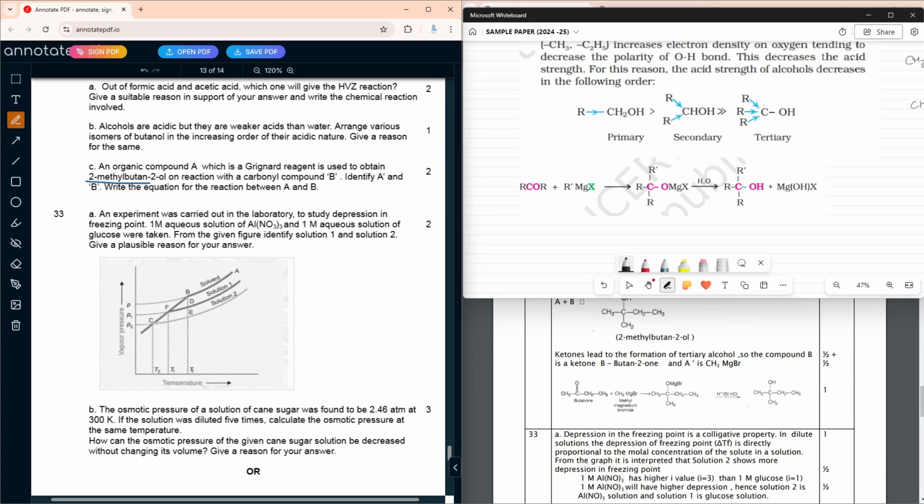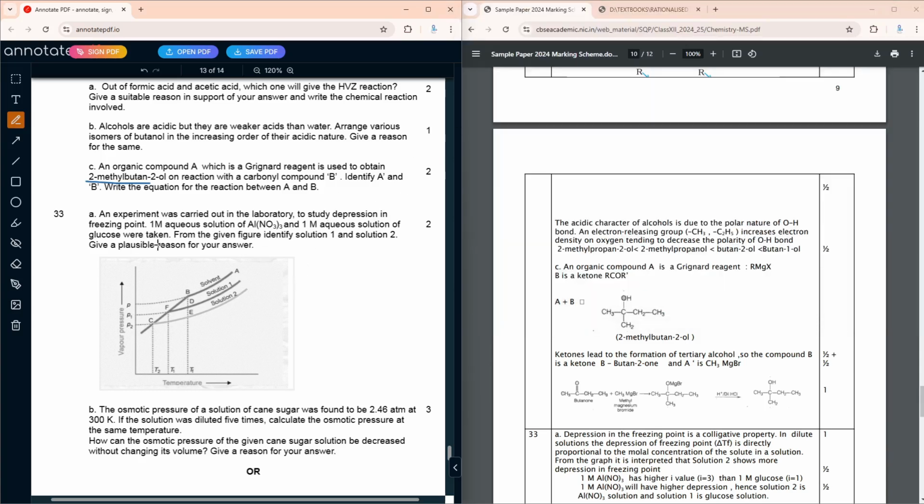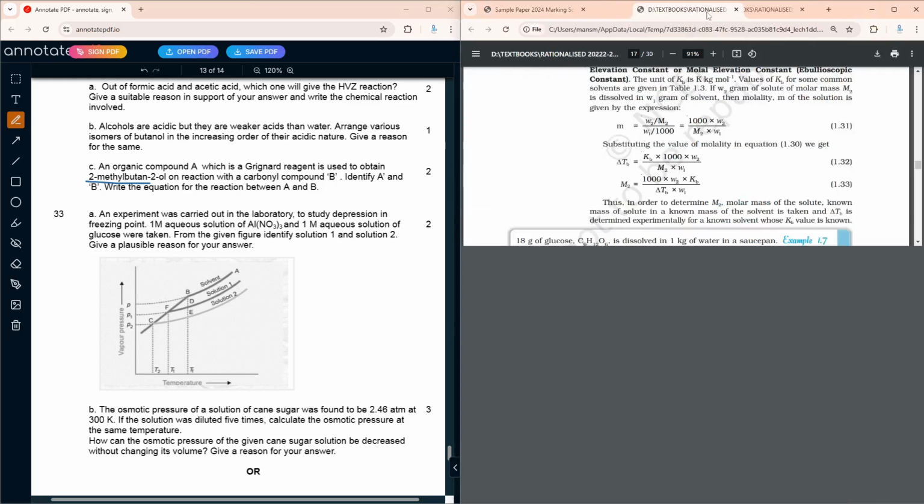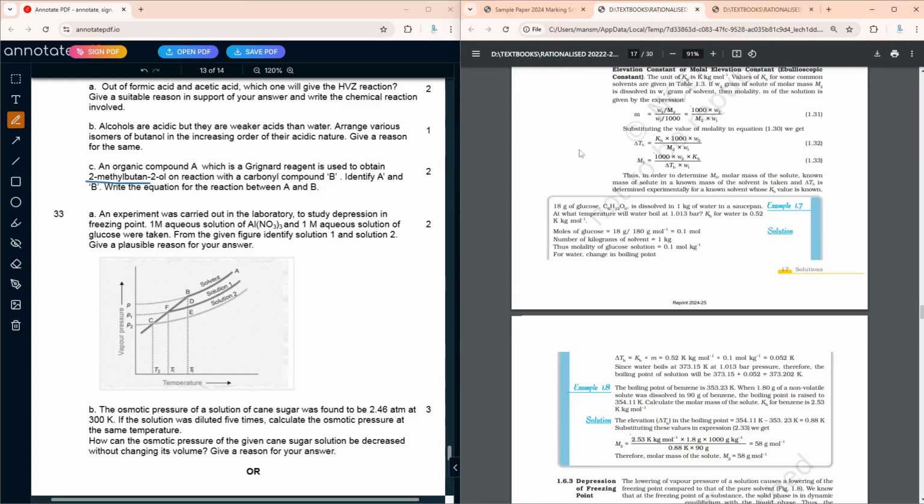An experiment was carried out in the laboratory to study the depression of freezing point. 1 molar aqueous solution of AlNO3 taken thrice and 1 molar aqueous solution of glucose were taken. We need to identify 1 and 2 and give a valid answer. So this is based on the Van 't Hoff factor. The ability of production of ions for AlNO3 is higher than that of glucose. Glucose is not an ionic molecule, so when it dissolves in water, it's not going to lead to the formation of ions. So the value of i for glucose is going to be 1.